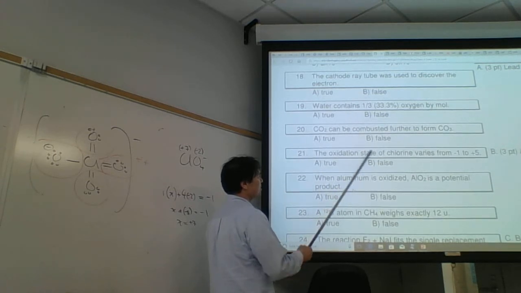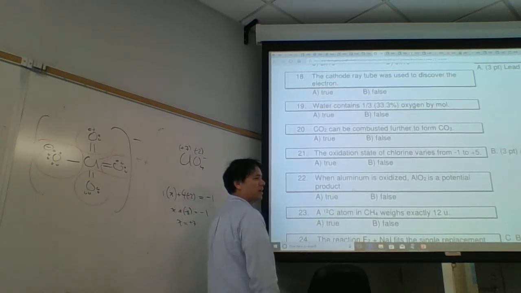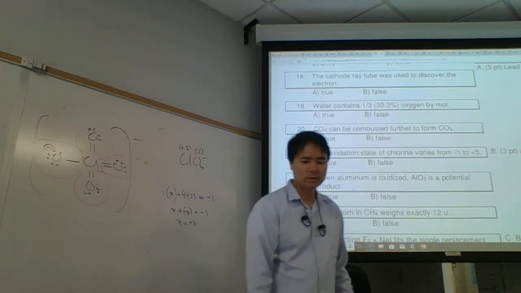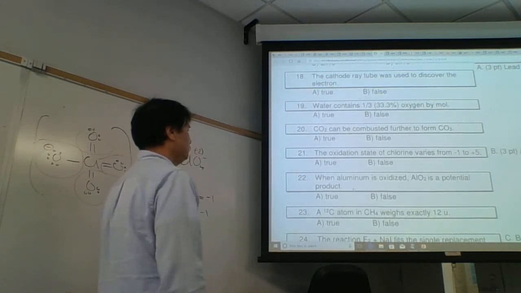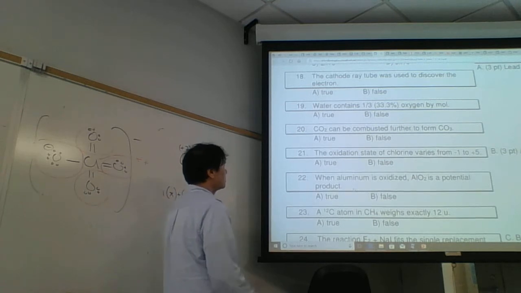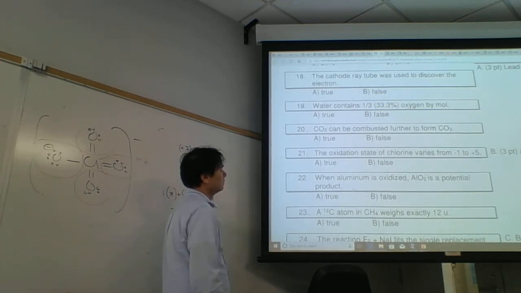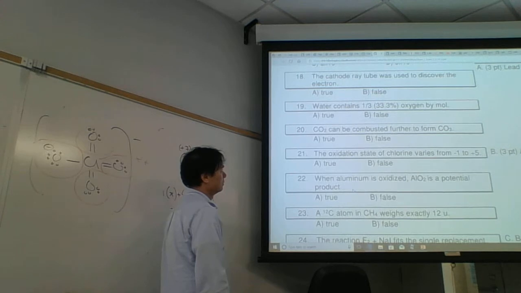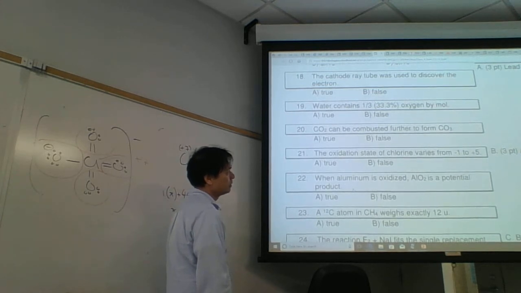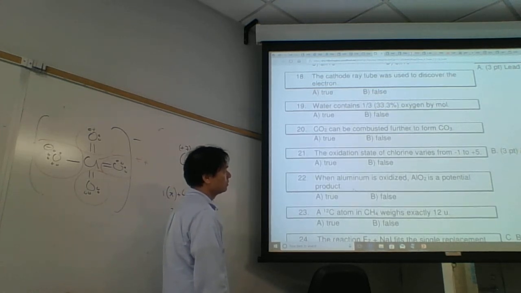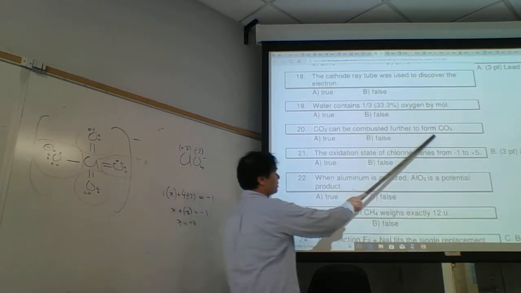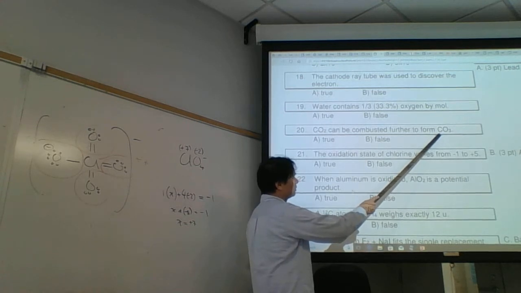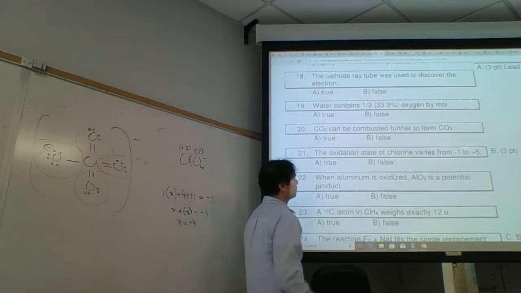21. The oxidation state of chlorine varies from -1 to +5. It's false also. What does it vary from? Yeah, -1 to +7. What does carbon vary from? Minus 4 to +4. What's the oxidation state of carbon here? +6.